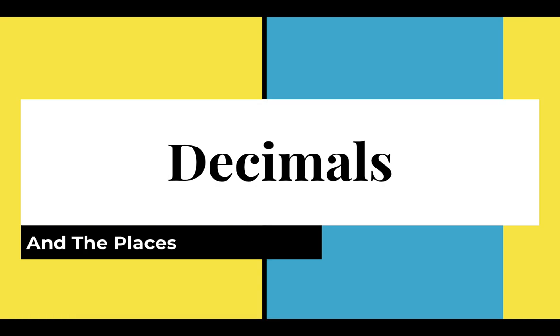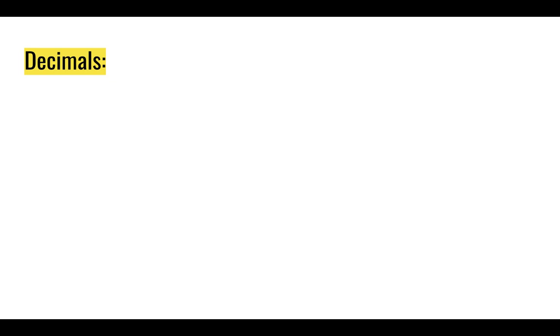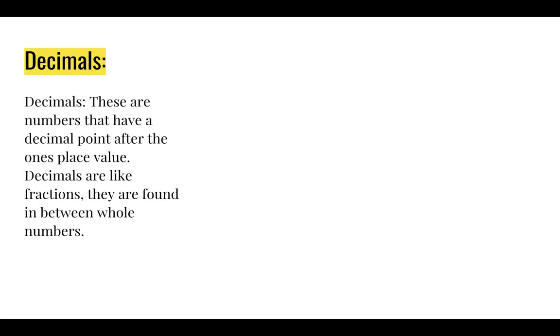I know that we've talked about decimals in the past, but I really want to get involved with the decimal places and how decimals work. So first off, decimals are numbers that have a decimal point after the ones place value. Decimals are like fractions. They're found in between whole numbers. So just like fractions make up a whole, decimals also make up a whole.